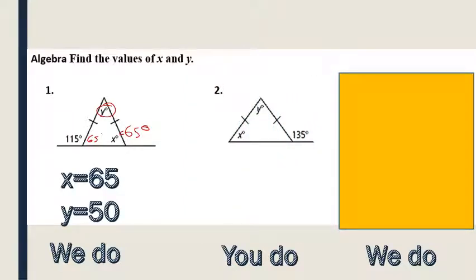The second question is very similar. We know that these two angles here are a linear pair. So we get that this angle is 45 degrees, which means that's what x is. So then y has to then be 90.